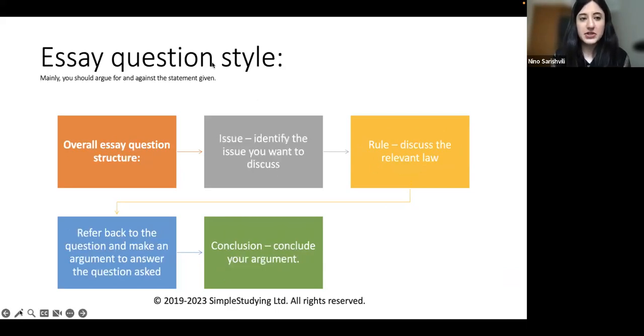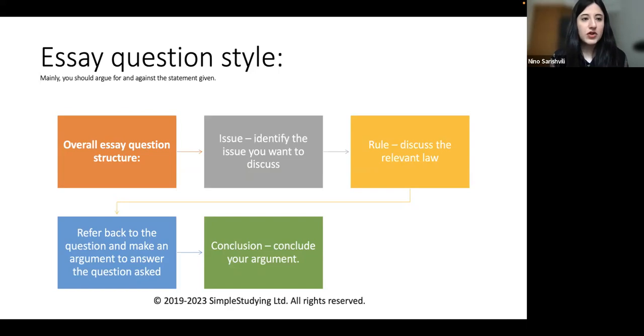Essay question style is a bit different, but you still need rule and analysis here. Instead of application to the facts of the case, in case of an essay, you need to provide analysis. So you need to first outline the relevant law, which can be, for example, if it's about EU citizenship, it can be the Citizenship Directive. So explain the relevant legal provision, whether it's Article 21 or Article 45.